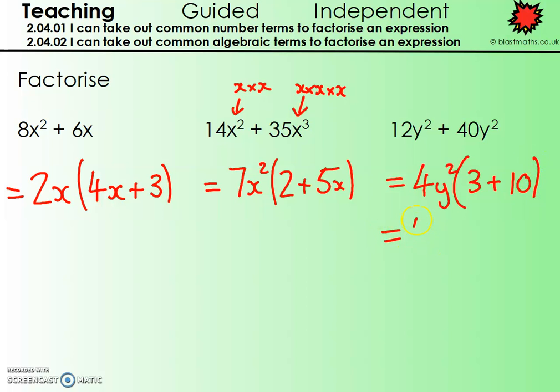Now interestingly, if I add those together, I get 13. And then 4 times by 13 will give me 52 y squared. Now if I actually look at the beginning, I could have simplified that straight away, and I didn't spot that I had the same term on both of those. So there's no need to factorise that question.